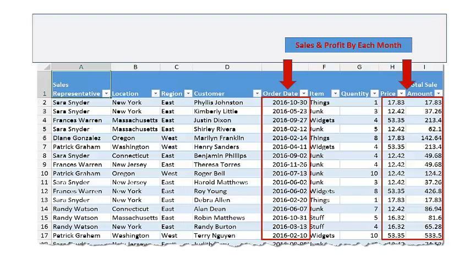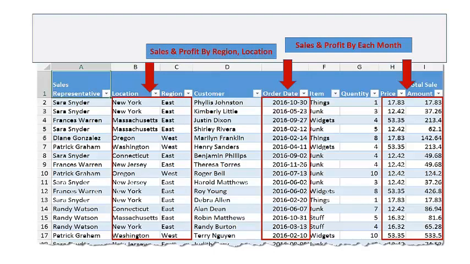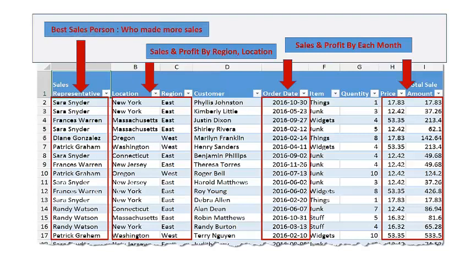And I would like to know the total sales information by location and region. What are the two columns that will support that? Location and region. So what are we looking for? Sales and profit by region and location. And I would like to know who is the best salesperson, because of whom more sales happened. That is possible with the help of the sales representative column.